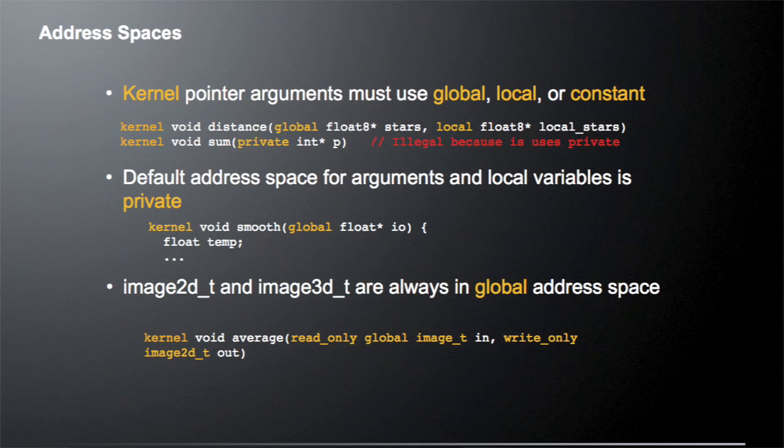So now there are actually several different address spaces in OpenCL, and it's quite important which address space you're using. Kernel pointer arguments must use global, local, or constant. They cannot use private pointers, because private memory is dedicated to a single work item, so it doesn't make sense to pass a private address as an argument to a kernel. In the second example under the first bullet point, kernel void sum private int star, that's illegal, because you cannot pass a private pointer into a kernel.